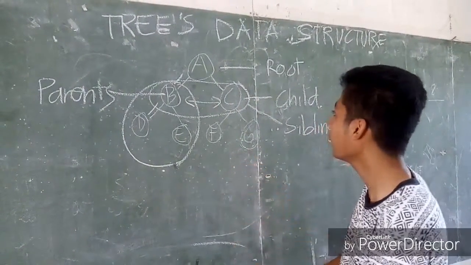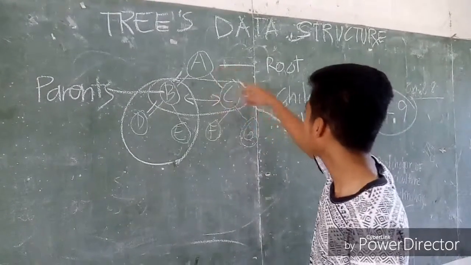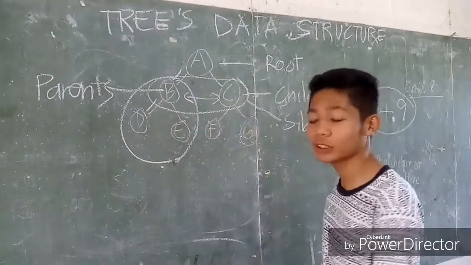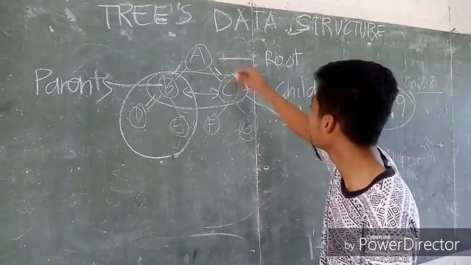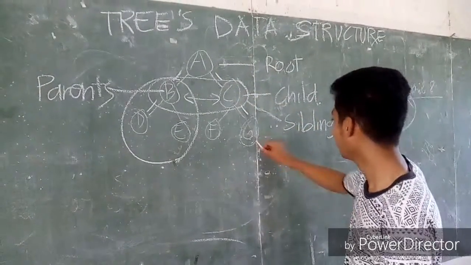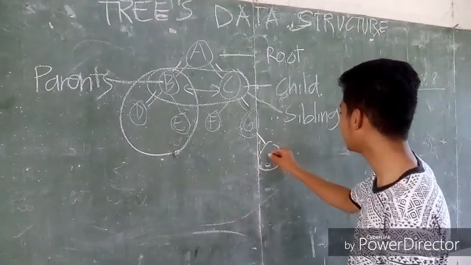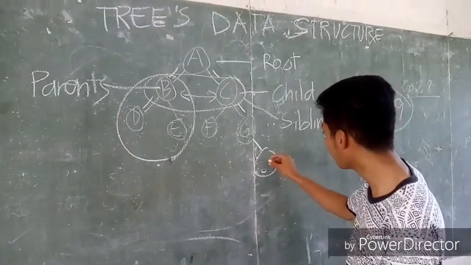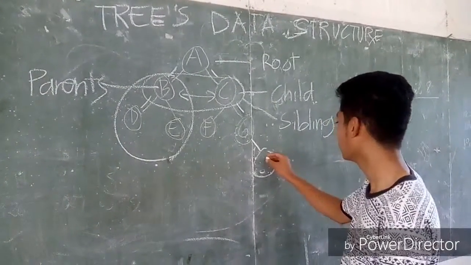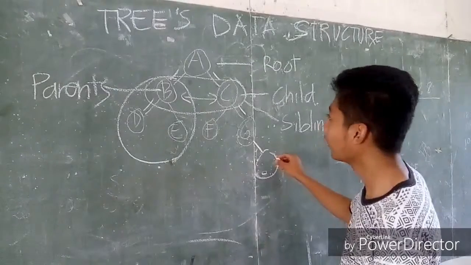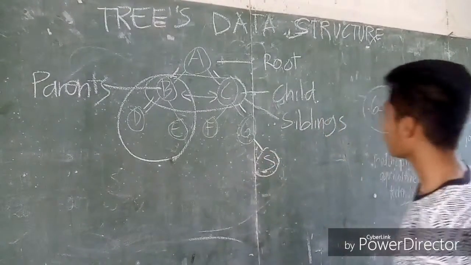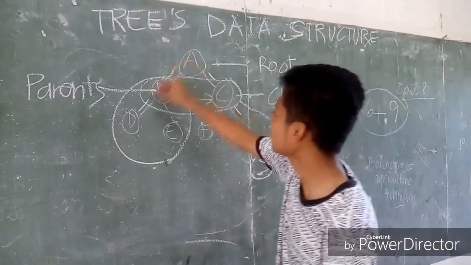So since the heights are both the same, so this is both height. When it has another node here, let's say for instance S, so this is the height and this is the depth.